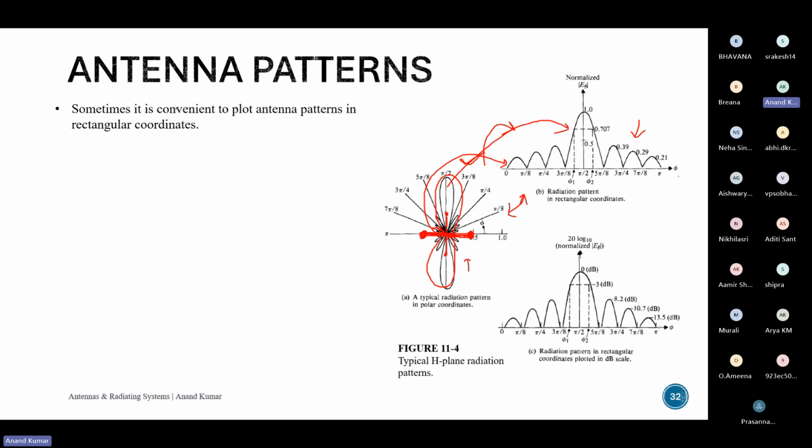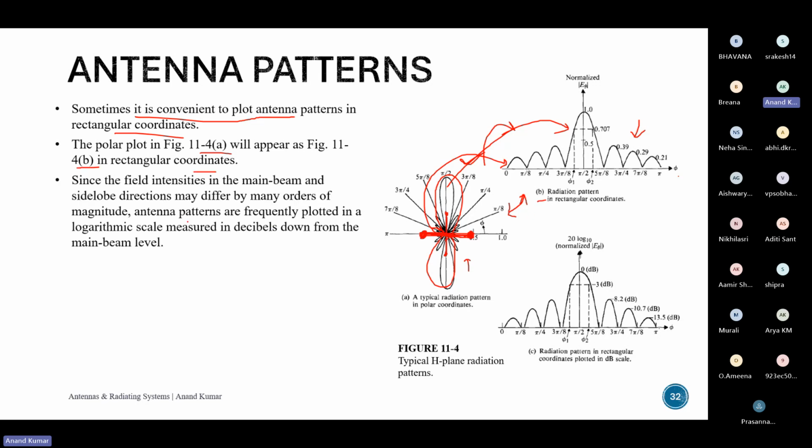So that's what the text will say. Sometimes it is convenient to plot patterns in the rectangular coordinates. So this 11.4a becomes 11.4b in the rectangular coordinates. This is 11.4b. And since the field intensities in the main beam and the side lobe directions may differ by many orders of magnitude, the antenna patterns are frequently plotted in logarithmic scale.